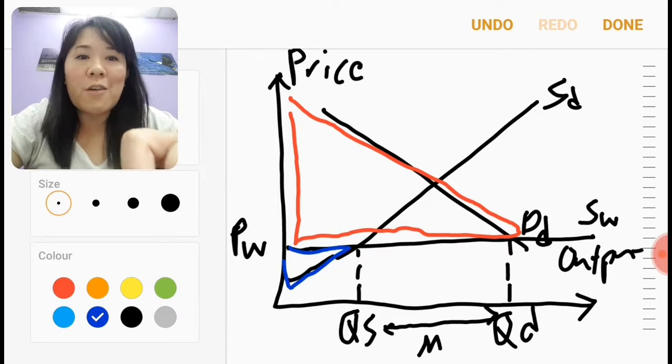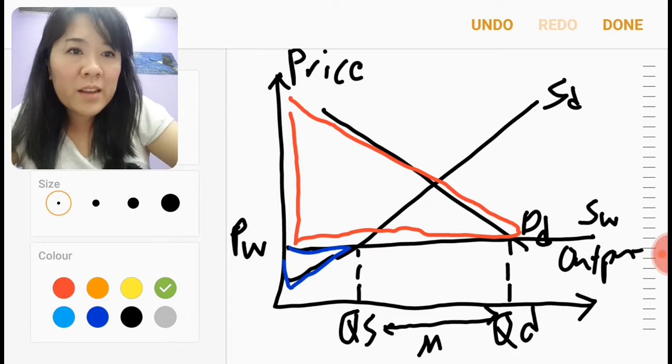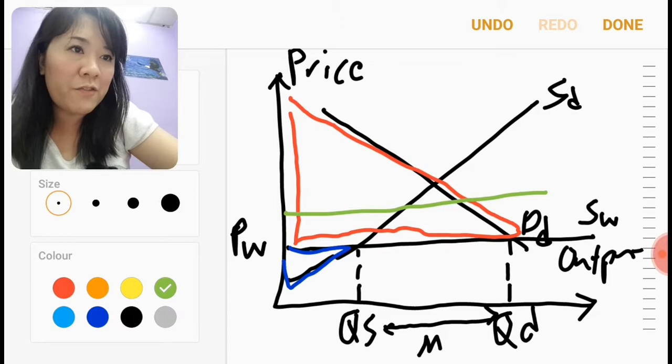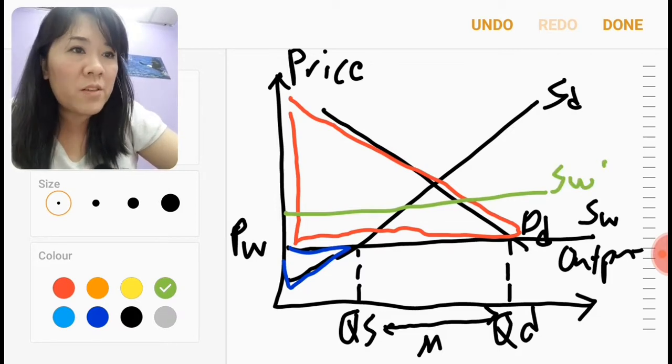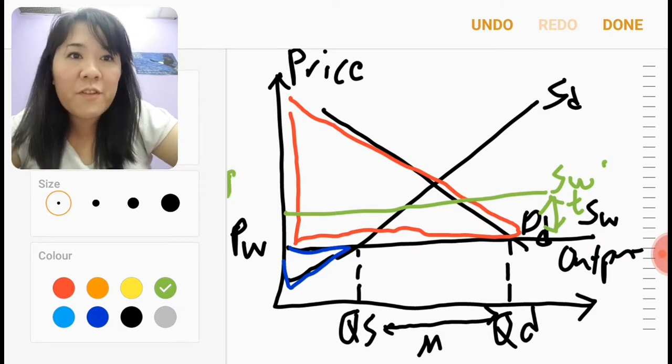Now let's look at what happens when the tariff is imposed. There would be a leftward shift of the world supply curve from SW to SW1, where the vertical distance over here reflects the tariff on imports. That has the effect of raising the price from PW to PW plus T.